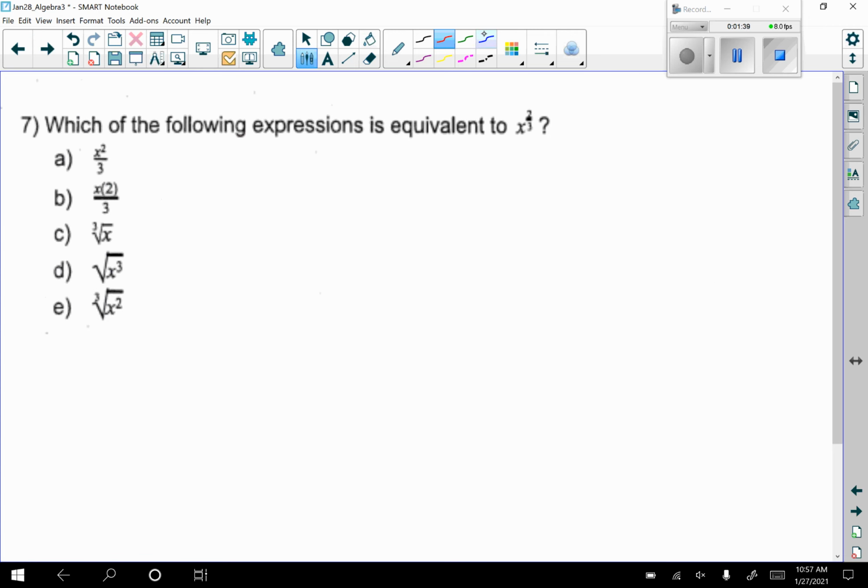All right, for number 7, kind of like looking at the square root of b, which was b to the 1/2. So if we have x to the 2/3, this bottom number is our index. So we have the cube root of x squared. And then that was c.